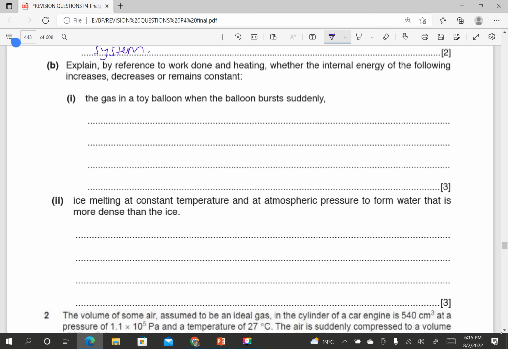Okay. Explain by reference to work done and heating whether the internal energy of the following increases, decreases, or remains constant. In part 1, the gas in a toy balloon when the balloon bursts suddenly. If it bursts suddenly, the process is adiabatic. There is no time for heat to enter or leave the system, to enter or leave the gas.